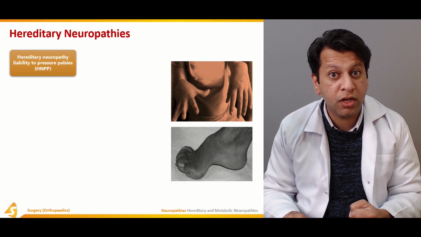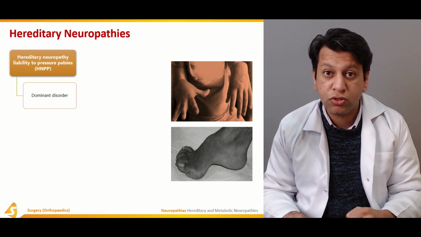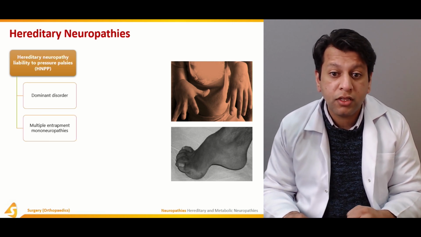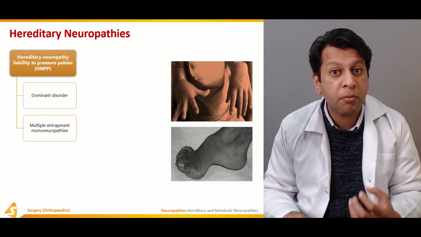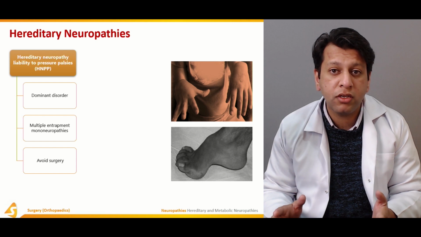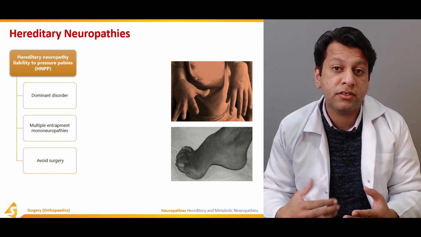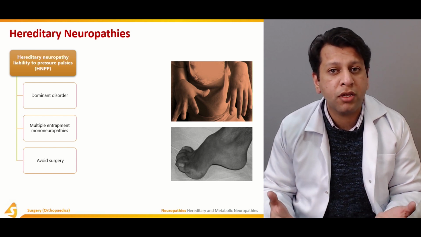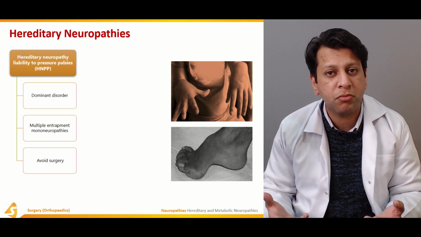Now coming on to the others, this is another rare form of hereditary neuropathy called hereditary neuropathy with liability to pressure palsies. This is an autosomal dominant disorder. It's associated with multiple entrapment neuropathies. Usually, as there are multiple lesions, surgery is not the cure. The answer is physiotherapy and associated orthotics for the management in these children.